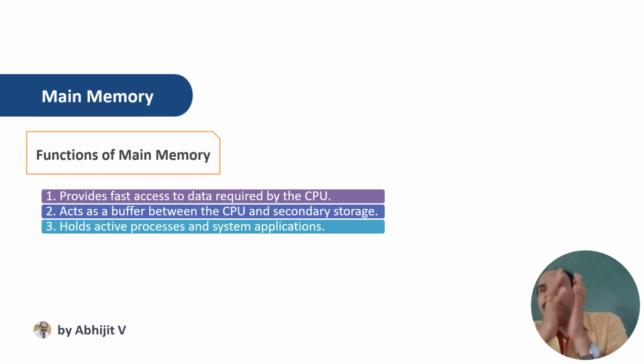So the main memory acts as a buffer between the secondary storage and the processor. When the processor wants to give some information to be stored in the secondary storage device, it is done through the main memory, because sometimes secondary storage devices may break down, right? It holds the active processes and system applications. The entire operating system functions are saved inside the main memory. These are the three important functions of main memory.